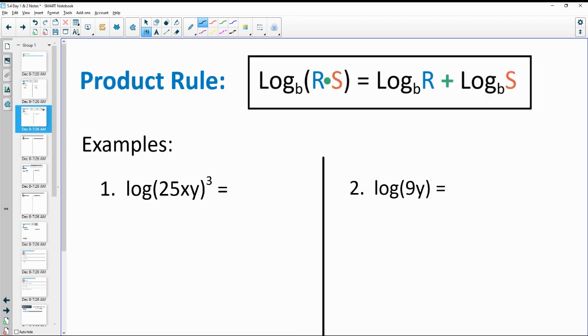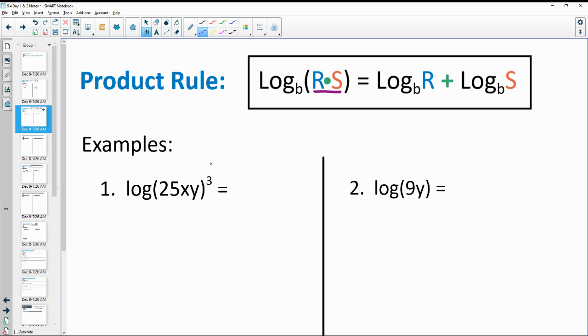Then the second rule that we have is the product rule, and that's when we have the log base anything of some product. Okay, so you've got multiple factors in here. Then you can just split this up and put each factor in with the log. So we'd have log base b of r, log base b of s, and then we put a plus between them. So we're going to bring this log to all of the factors and then add them together.